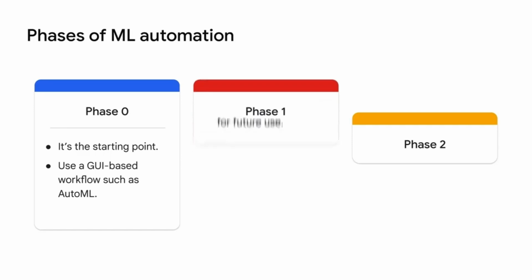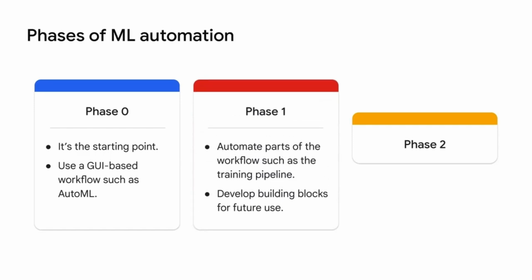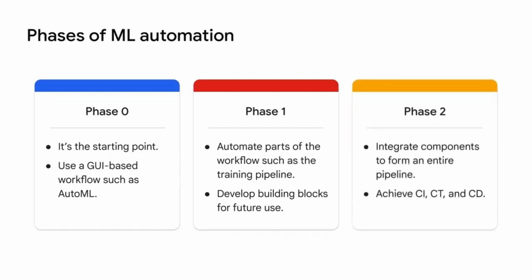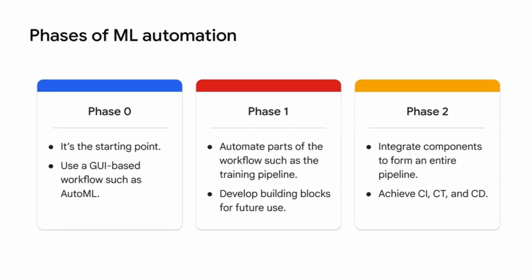In Phase 1, you start automating your ML workflow by building components using Vertex AI Pipeline's SDKs. An example of a component would be the training pipeline. It is in this phase that you develop the building blocks for future use. In Phase 2, you integrate the separate components to form an entire workflow and to achieve CI, CT, and CD.